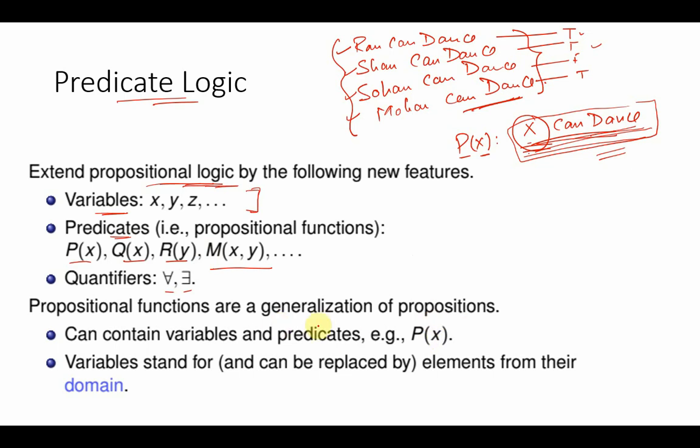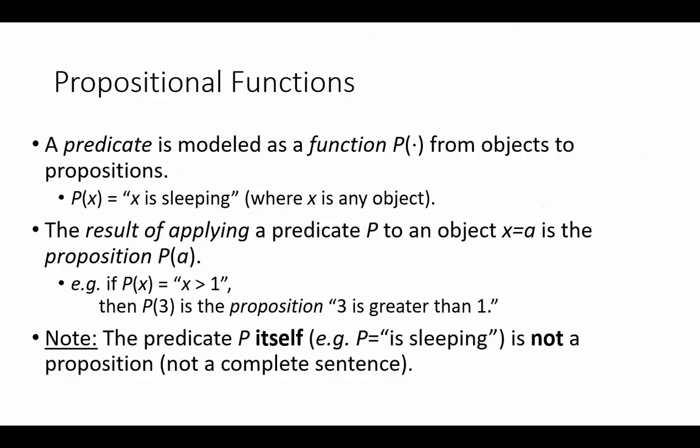So propositional functions are a generalization of propositions. They can contain variables and predicates. In P of X, variables stand for and can be replaced by elements from their domain. Say this X is a variable and it has a domain of Ram, Sham, Sohan, Mohan, or it can be a variable which has a domain of all the students who are viewing this lecture. So that can be the entire domain. From that domain, X can have any value, and then this predicate will become a proposition having a truth value of either true or false.